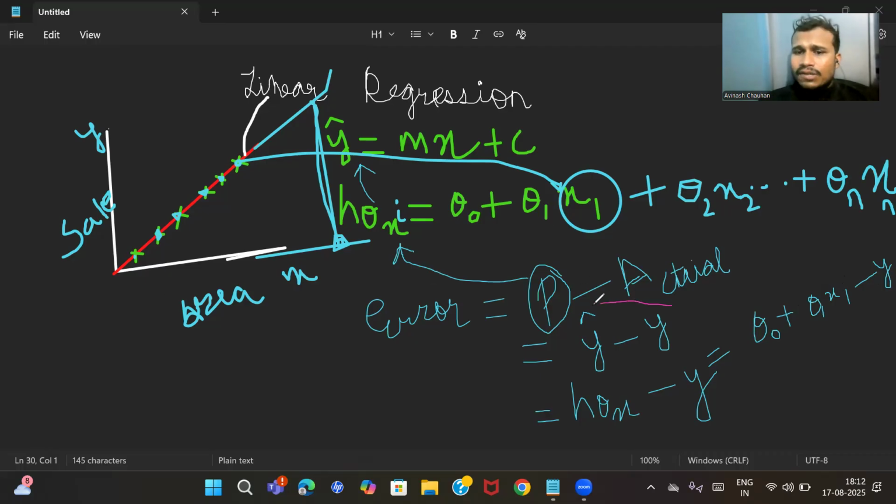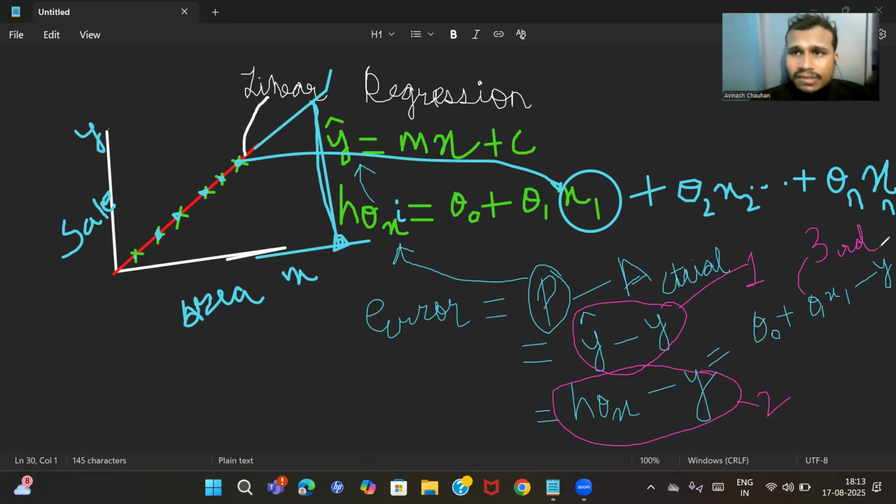So there are different ways we can write it. This is our first way. This is our second way. And this is our third way. And why am I discussing these things? Because in various textbooks, you can see different notations for calculating the error. And this is called, in terms of hypothesis.